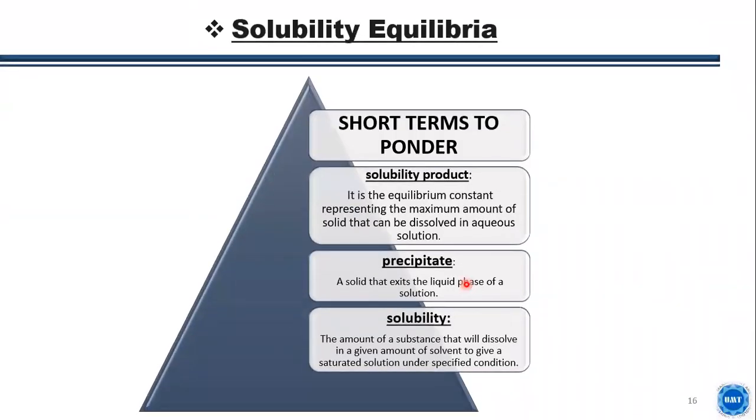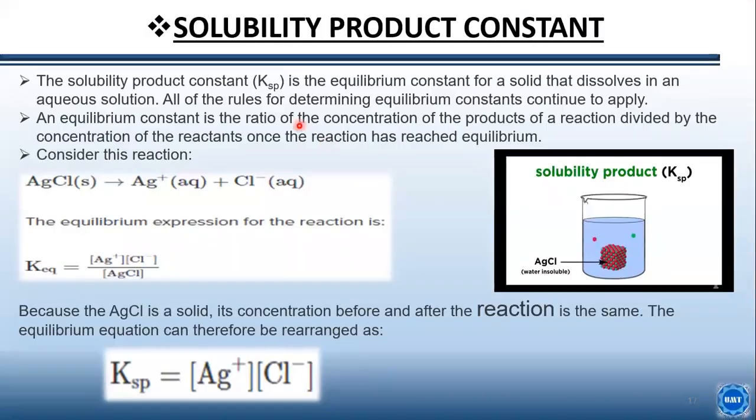Solubility equilibria. These are the short terms which we should ponder: solubility product, precipitate, and solubility. Solubility product is the equilibrium constant representing the maximum amount of solid that can be dissolved in an aqueous solution. Precipitate is basically the solid that exists in the liquid phase of a solution. And solubility is the amount of substance that will dissolve in a given amount of solvent to give a saturated solution under specified conditions.